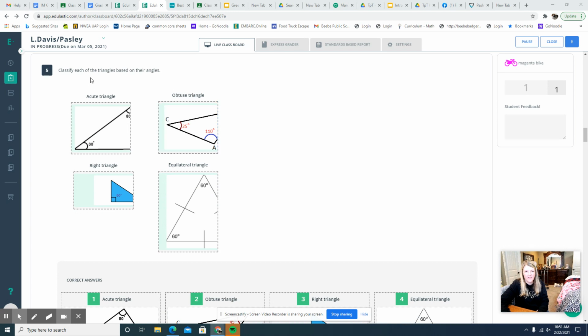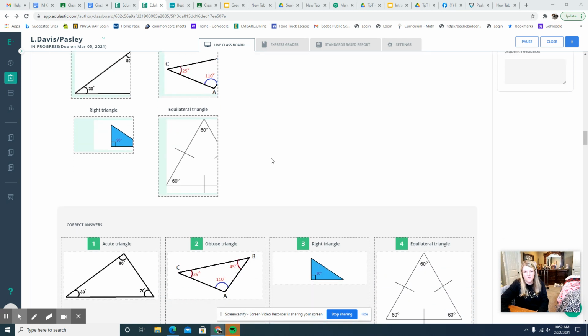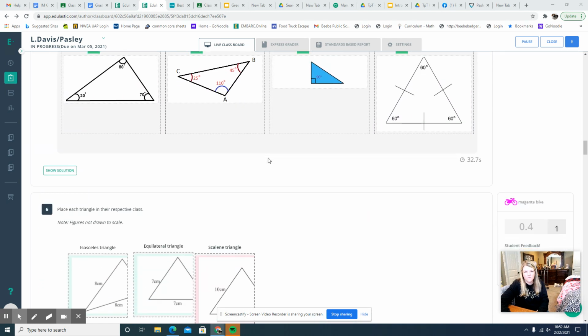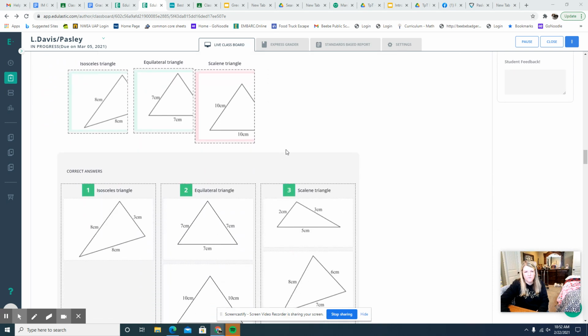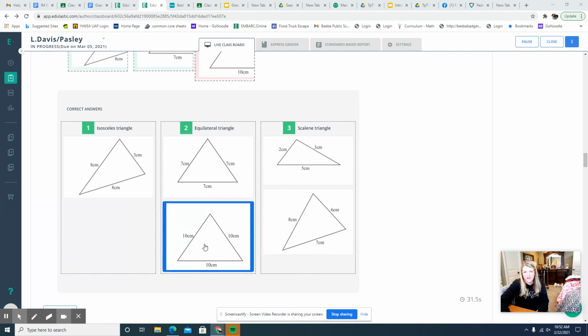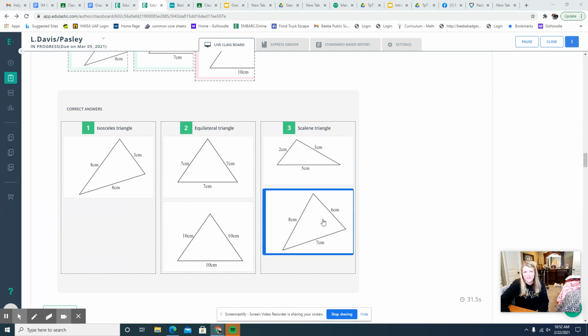Here they want you to just classify each of the triangles based on their angles. So we've got the acute triangle, we've got acute angles. The right triangle, the 90-degree angle. Equilateral, all the angles are equal, all the sides are equal. And then obtuse, it just has to have one obtuse angle. The same thing here. Isosceles, we see two equal sides. Equilateral, all equal sides. And then scalene, none of the sides are equal.